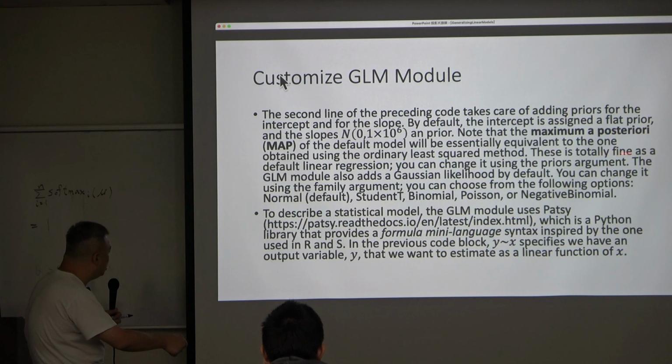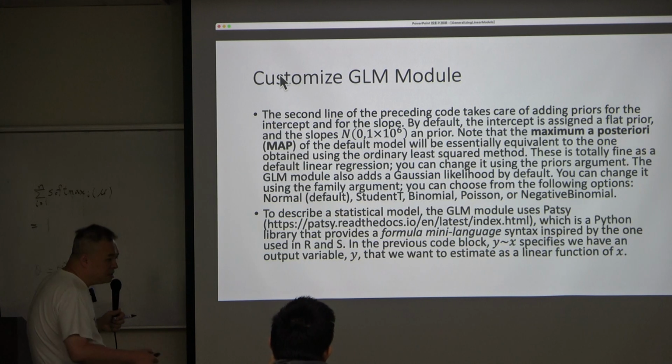But you can change that using the family argument. You can choose from the following options, such as normal, Student's t, binomial, Poisson, negative binomial. All these are there for you to choose.